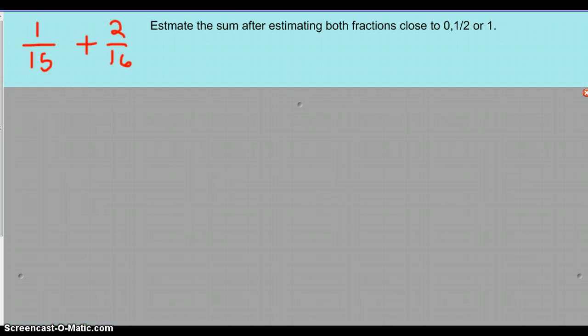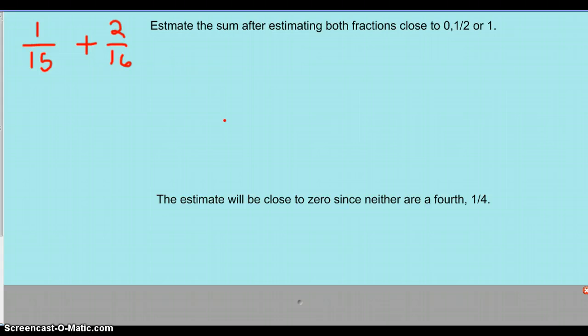This is a tough one, so good luck. Estimate the sum after estimating both fractions. 1/15 plus 2/16. Well, these are not very much. They're very close to 0. So pause the video now and write your answer. The estimate will be very close to 0 since neither are a fourth. So really, I would say 0 plus 0, so I would write down 0 as my estimate.